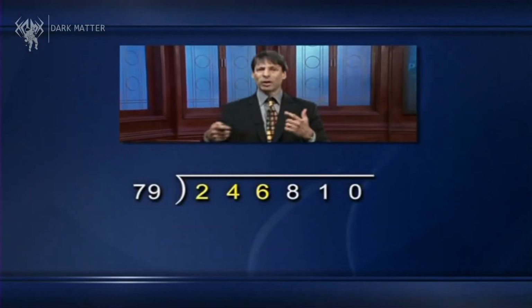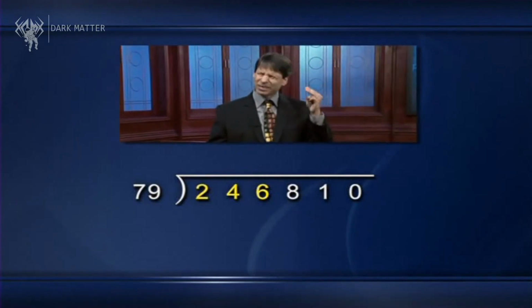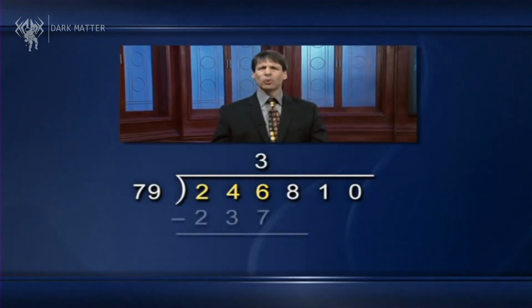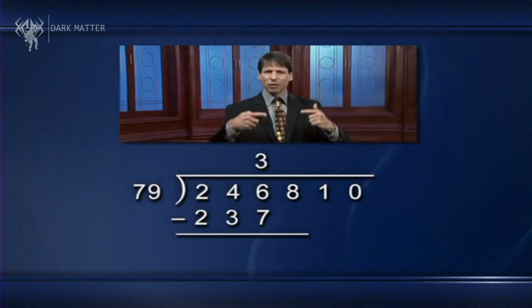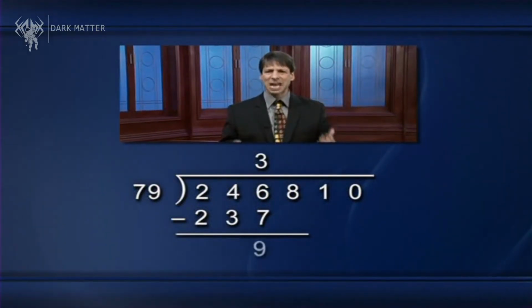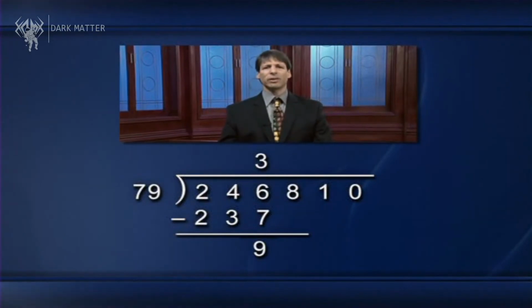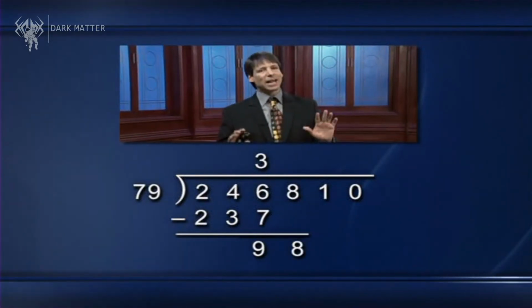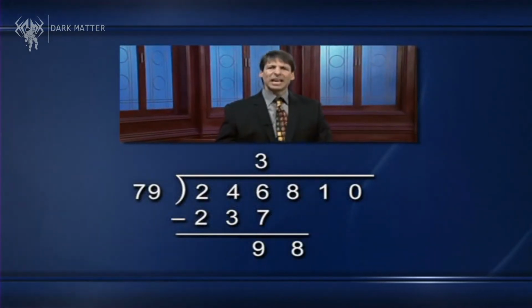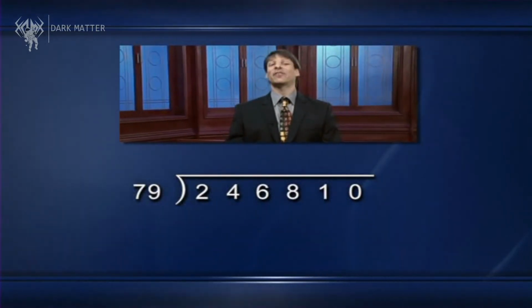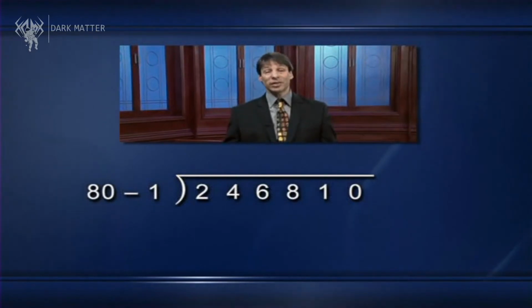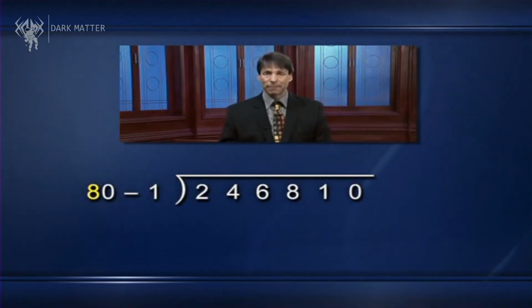79 goes into 246. Well, you'd have to do 79 times 3 to get 237. You'd subtract 237 from 246 to get 9. Then you'd bring down the 8. The idea behind the Vedic method is that instead of dividing by 79, it's easier to divide by 80, which is essentially the same as dividing by 8.